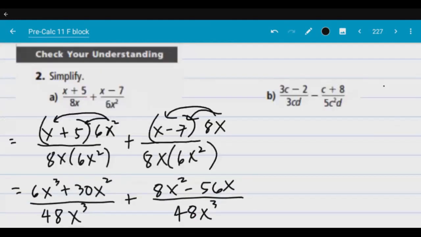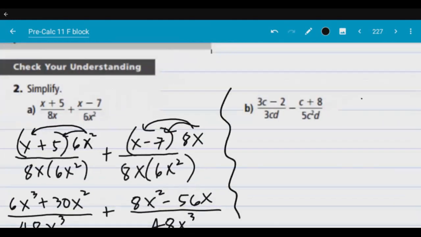This one. So again, as you look at these two denominators, you might find it hard to find a least common denominator. Again, I'm not gonna waste my time on that. I'll just multiply both of them. Meaning, the first fraction, which has a 3cd originally as a denominator, I will multiply by 5c squared d.